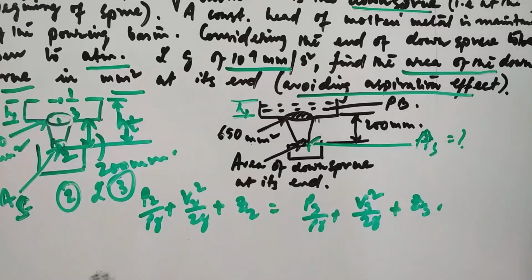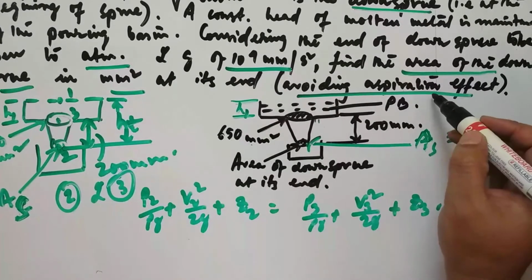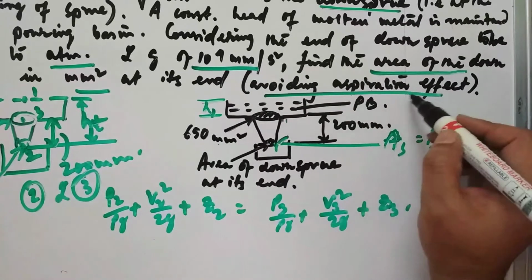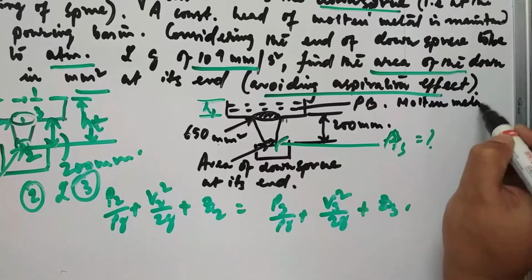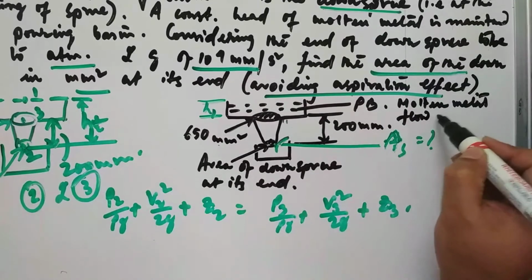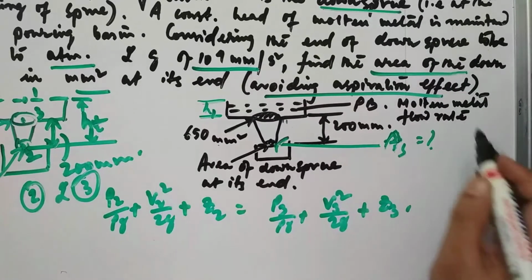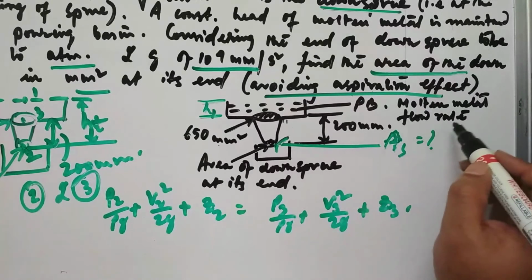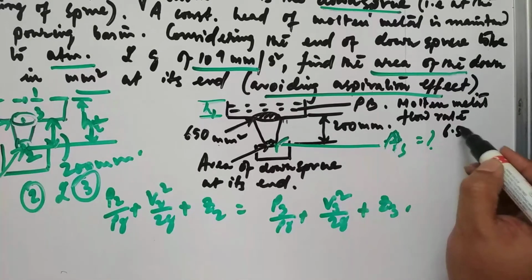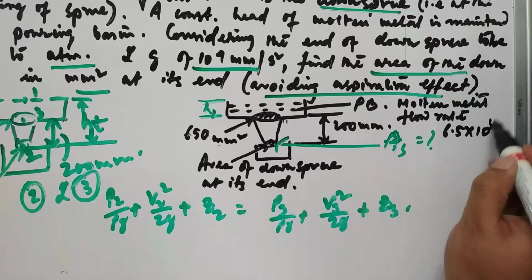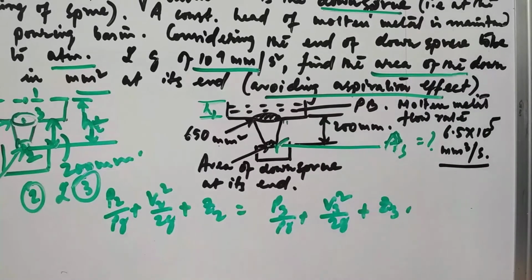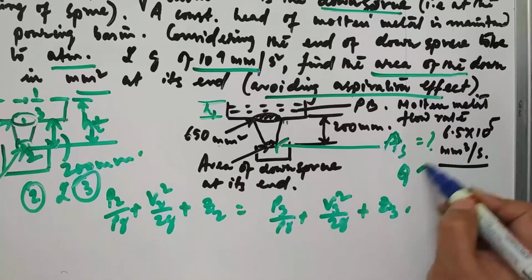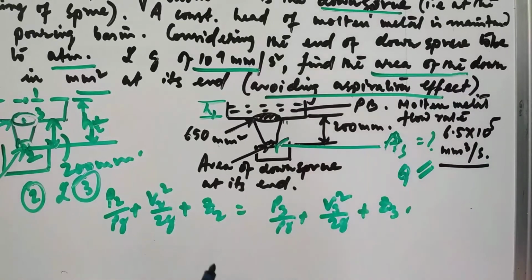One more thing I forgot to write over here: the molten metal flow rate is given. Without that we cannot find the area. So the molten metal flow rate is given to be 6.5 into 10 to the power 5 millimeter cube per second. So that is your Q. So you have got Q equal to 6.5 into 10 to the power 5 millimeter cube per second.